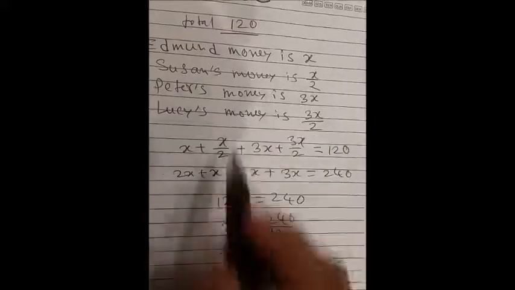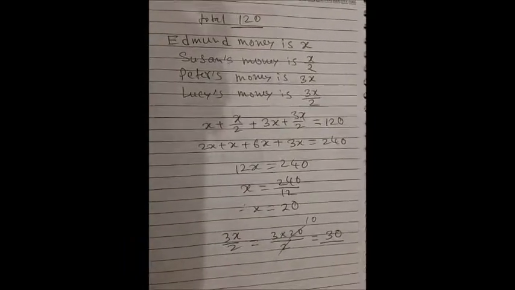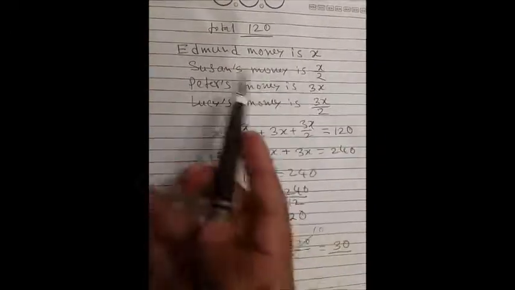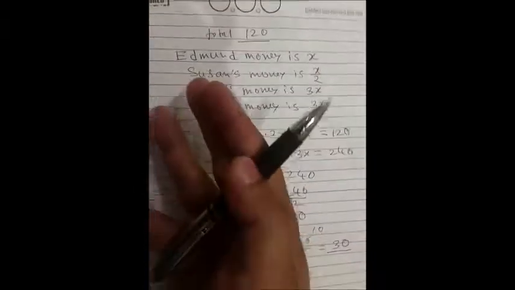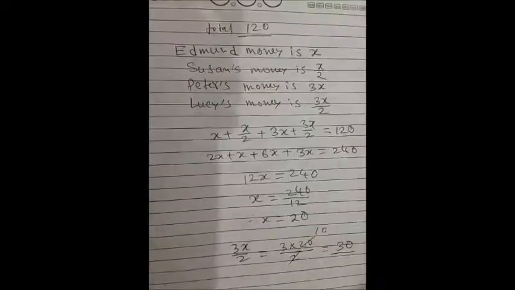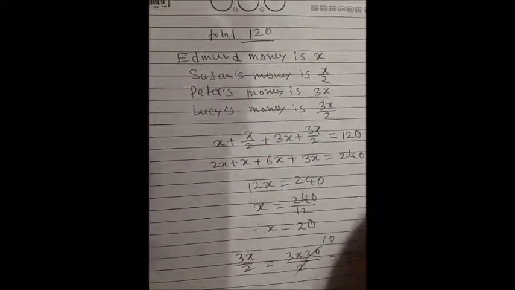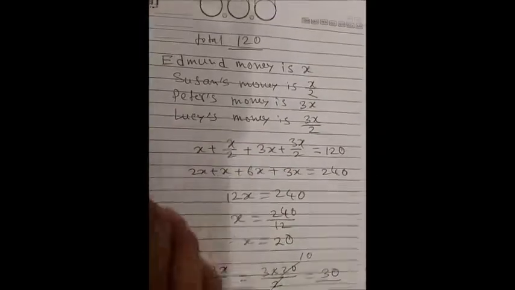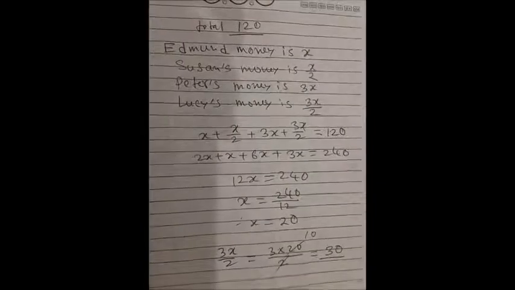This is how we can find out everybody's money. I hope it helps, and this kind of question you can easily solve. You can just take anyone's money as x, and then based on the question, divide it by 2 if it's half, do 2 times if it's twice, and 3 times if it's 3 times. This is a very popular question, and people sometimes find it really hard, but if you follow this method you can easily solve it.